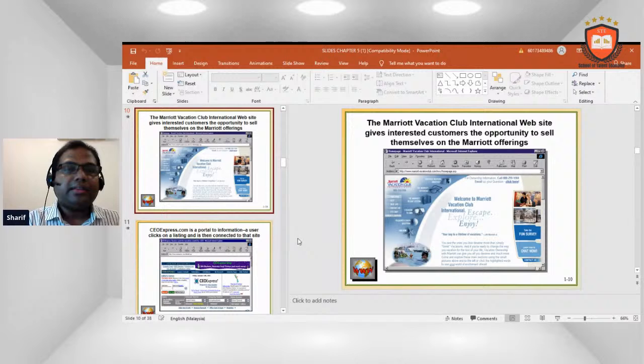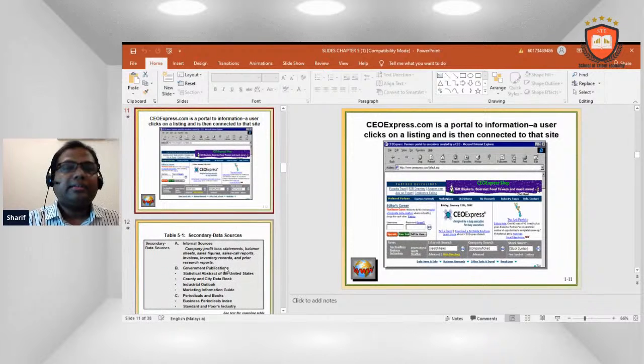Let's say there is an example. The Marriott Vacation Club International website gives interested customers the opportunity to sell themselves on the Marriott offering. Second, CEOExpress.com is a portal to information. A user clicks on a listing and is then connected to that site.